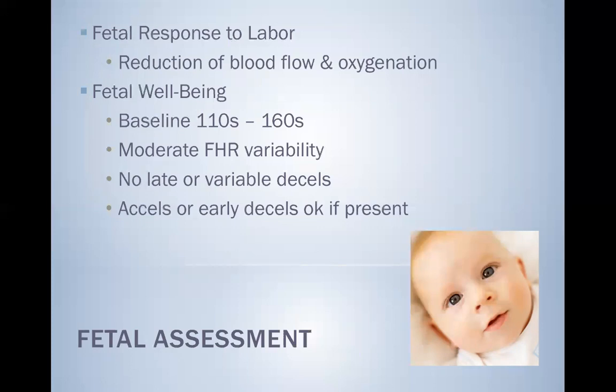So when we look at fetal well-being and we're assessing the fetal strip, we're looking for a heart rate with a baseline of 110 to 160, moderate variability. We don't want to see any lates and variables, and we're happy if we see accels, and early decels are okay. So a category 1 strip, which is our common terminology, indicates exactly this: baseline of 110 to 160, moderate variability, no variables or lates, and accels or earlies are okay.